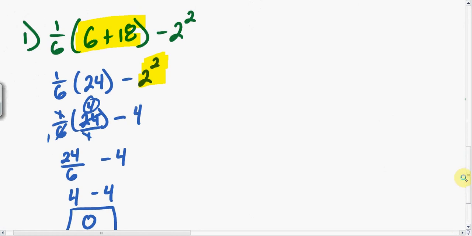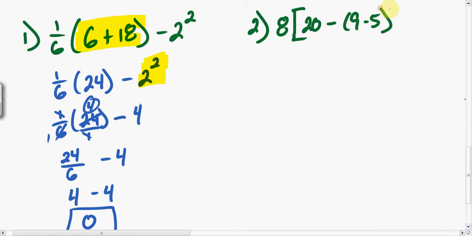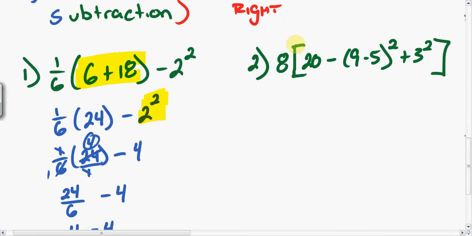All right, let's look at one more problem. Second problem is 8 times the quantity 20 minus the quantity 9 minus 5 squared plus 3 squared. All right, so we're looking at a problem like this because we actually have multiple parentheses. All right, brackets act as parentheses, as do parentheses. So when you have multiple parentheses, you want to look at the innermost parentheses first and evaluate as much as you can in those parentheses before you then start moving out.